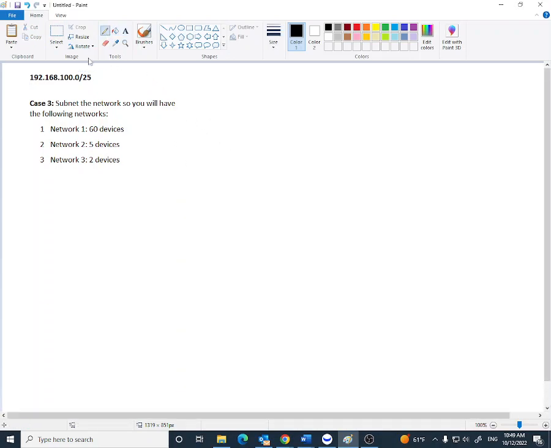So we have the same network IP address. We got network number 1 that contains 60 devices. As I told you, do not look at those two at this point. Just ignore them as if they don't exist. We need to break down this IP address to be able to create a network that can host 60 devices. So we're going to do the same thing: 192, 168, 100, and then we have 0, 0, 0, 0, 0, 0, 0, 0.